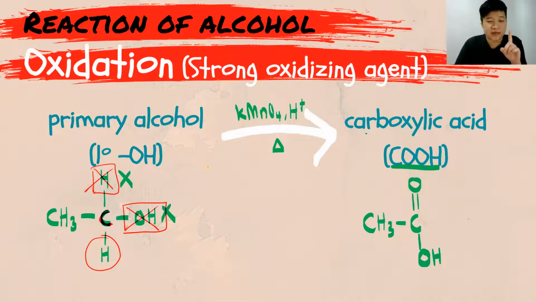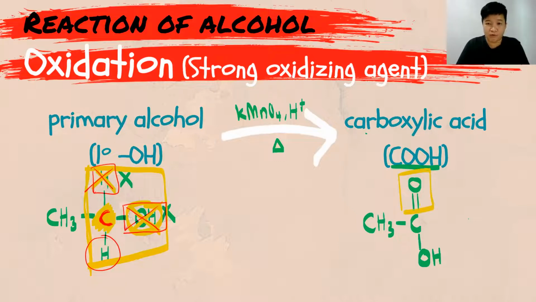First and foremost, I want to insist on one thing. We only focus on the carbon and the group that is holding the OH. So this is the carbon holding the OH. This is the OH. So we only focus on the carbon that is holding the OH. First and foremost, what happens is the OH needs to go out. The H needs to go out. One OH, one H. Remove that. Replaced by double bond O over here.